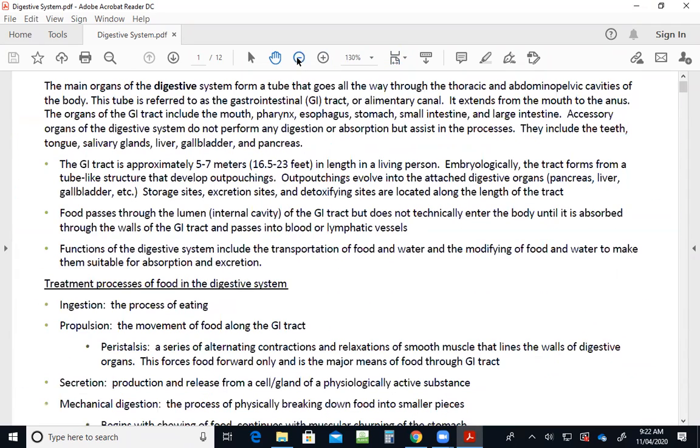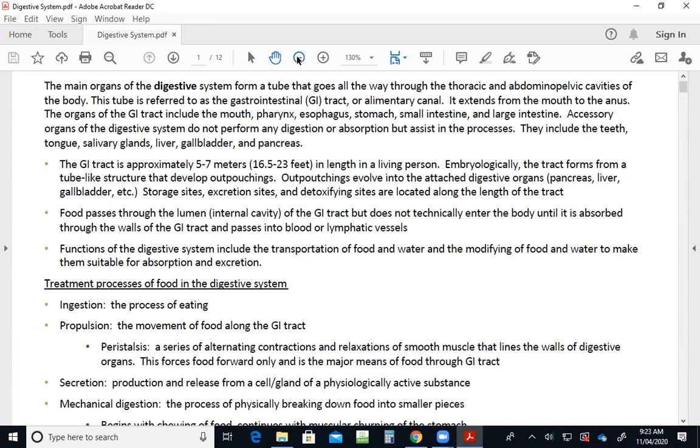We can group our organs of the digestive system into two categories. Those that form what we call our gastrointestinal tract, GI tract for short, also known as the alimentary canal, a continuous tube that runs from our mouth all the way out to the anus, which includes the mouth, parts of the pharynx, the esophagus, the stomach, our small intestine, and our large intestine.